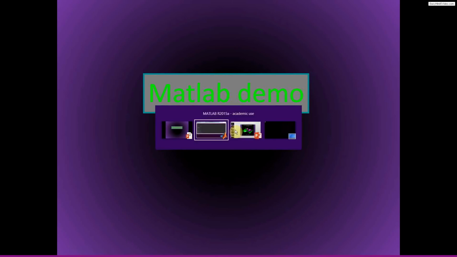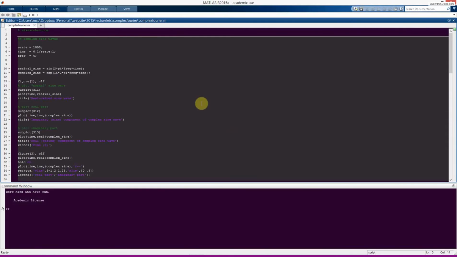Okay, so let's switch to MATLAB and take a look at some complex sine waves. So here we're going to define two sine waves. This is a real valued sine wave. This looks like the normal sine wave construction that you'd expect to see, sine 2 pi ft. And here we have a complex sine wave. This is kind of weird looking thing that you saw in the Fourier transform, e to the i k, where k is 2 pi ft.